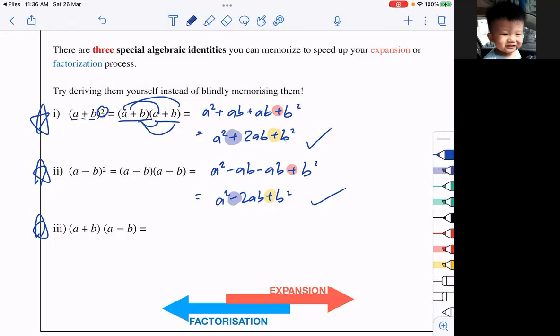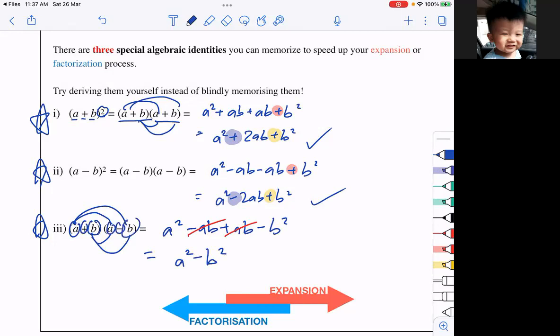Next. Third one, if you rainbow, you need to look at this. A times A is A squared. A times negative B is negative AB. But B times A is positive AB. And then B times negative B is negative B squared. So if I did all the rainbows, I get this. And these two cancel. So the outcome of the formula is quite short. It's A squared minus B squared. And when do you get A squared minus B squared? When you have something plus something else, whole thing multiplied by that same guy minus that other guy.